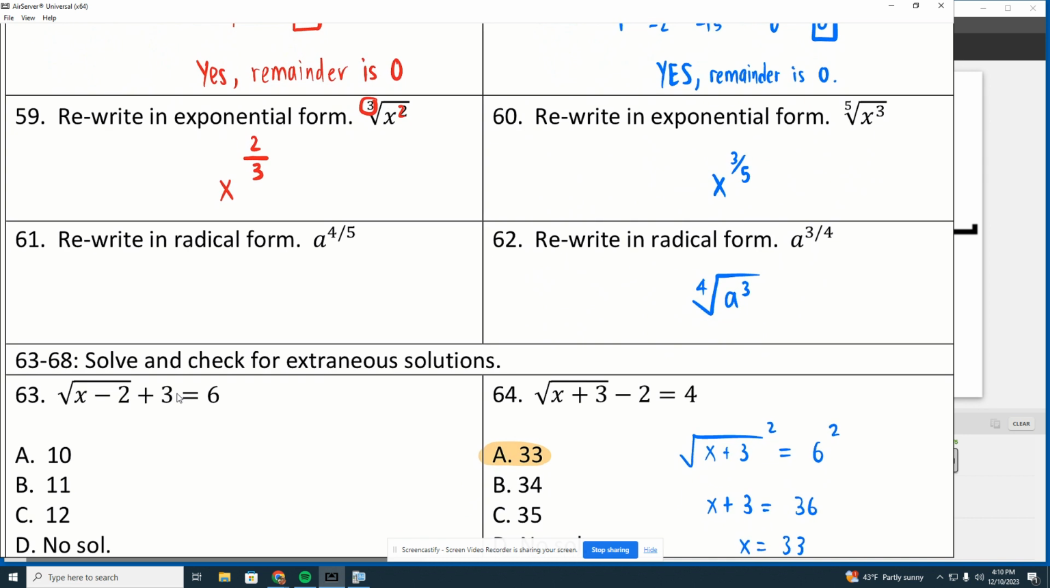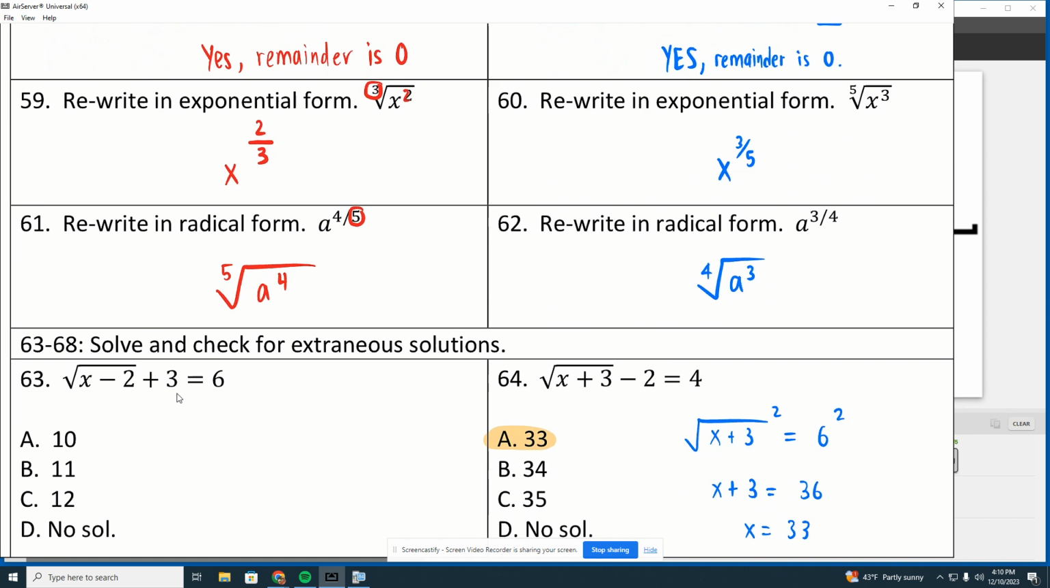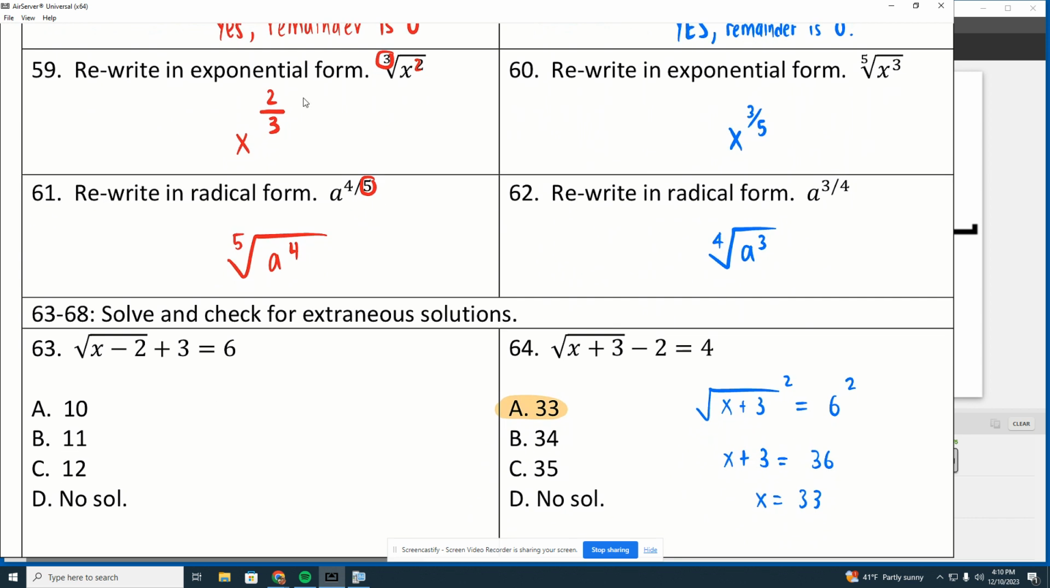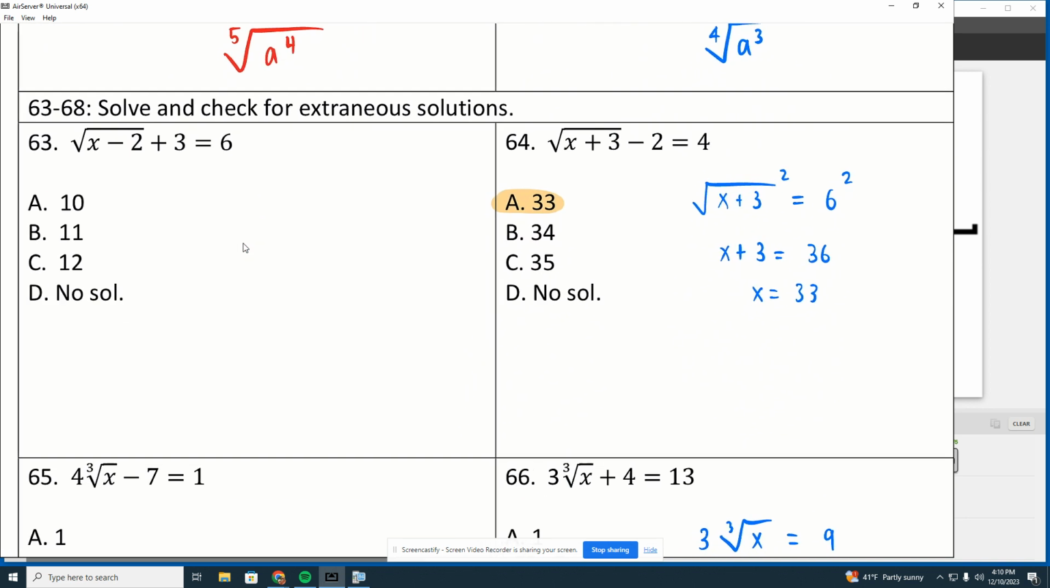We go the opposite direction. Remember, the denominator of that fractional exponent is the root. So that's 5th root of, and then, of course, a to the 4th goes inside. So very easy in both directions. Remember, this is a multiple choice test. Surely you can pick the right one if you keep that connection clear. The fractional exponent is a radical. The denominator is the root. Easy stuff, okay? Now we're going to solve some equations.